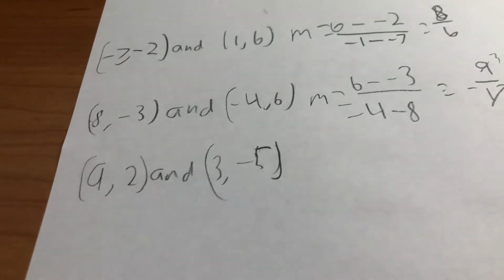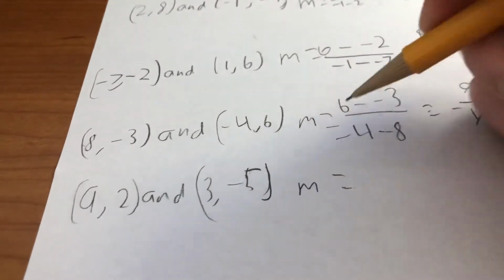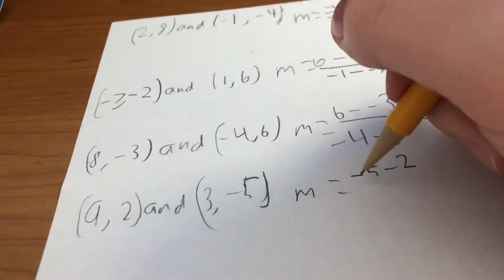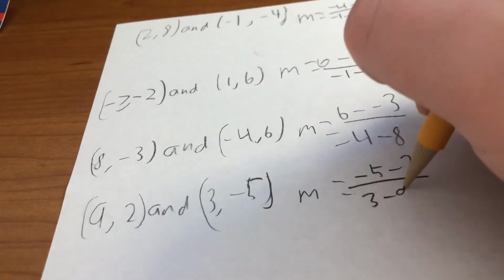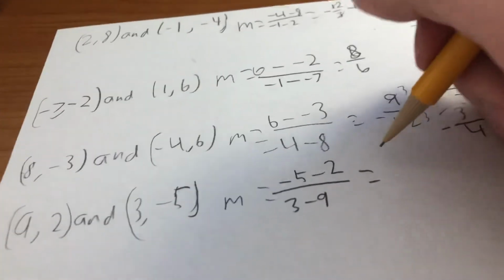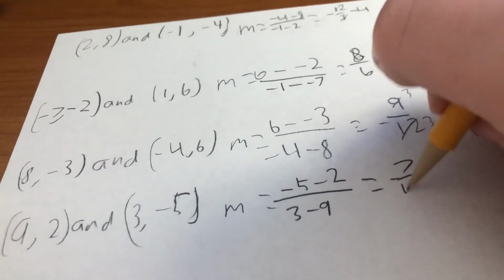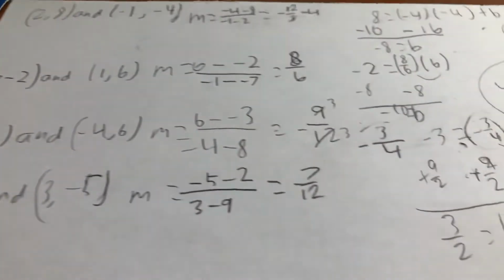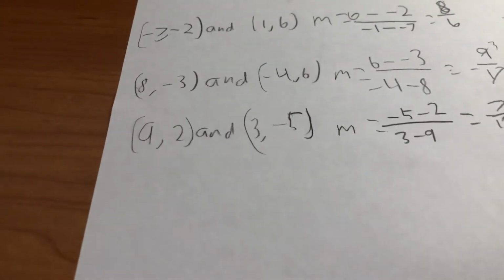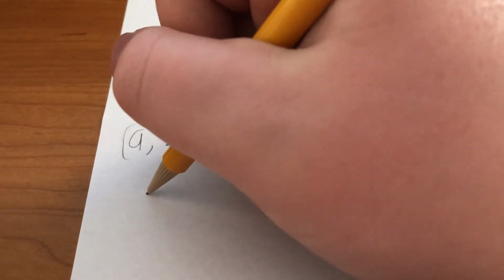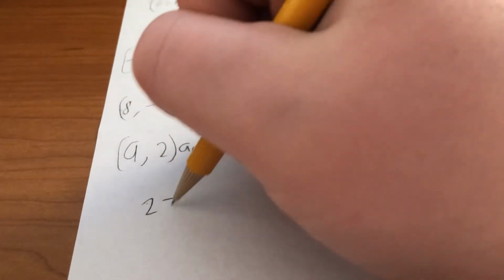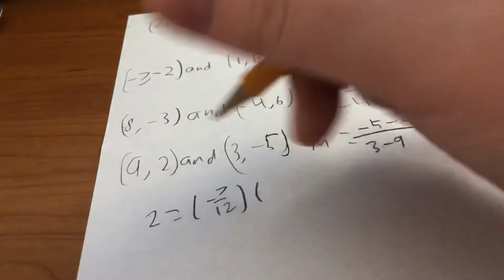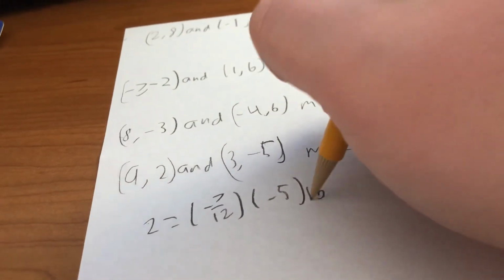We are going to first start out with, of course, our first step. We have m equals negative 5 minus 2, and then 3 minus 9. Now this is going to equal negative 7 over 12. Now we're going to move on to step 2, which is again to calculate b. Now we're going to put that into our b equation. Our b equation for this problem is actually going to be 2 equals negative 7 over 12, and then a negative 5 plus b.